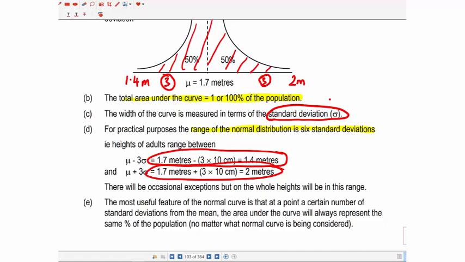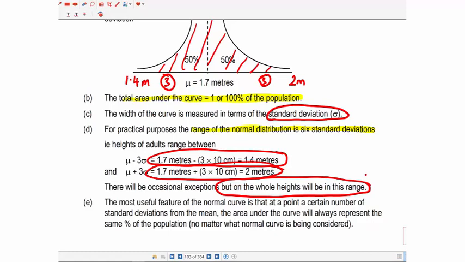And there will obviously be occasional exceptions, so there will be some very, very tall people who are taller than 2 metres, but as a whole, what this normal distribution represents is that the majority of people will sit within the bell-shaped curve. So in other words, the majority of adults in the UK will sit within the range of 1.4 metres and 2 metres.